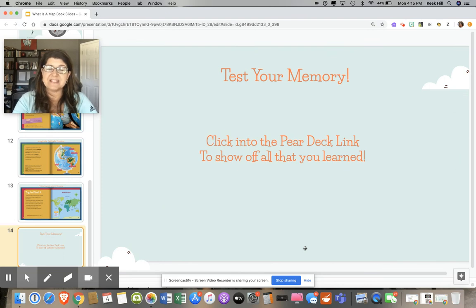Okay, now it's time to test your memory. Let's see how much you learned about maps. Next, Miss Kay is going to teach you next week about the 7 continents and the 5 oceans. So you can look forward to that. But in order to test your memory about maps, let's click into the Pear Deck link. That's your next activity, and you're going to get to fill in a compass rose, and you're going to get to drag things to the North Pole and the South Pole, and you're going to get to do some drawing for directions. Okay, so good luck.